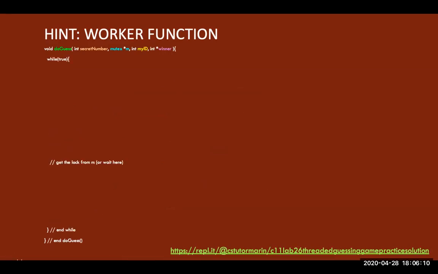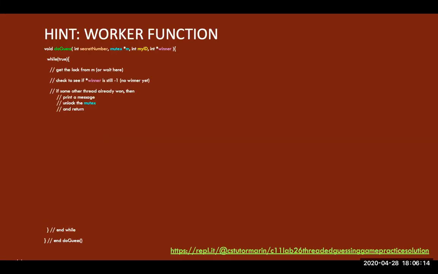So let's take a look at doGuess. So here's a hint. We'll lay this out and then see if anybody wants to take a minute and finish this one. But the idea here is, so we have while true. We want to get the lock, right? Remember that M, as I mentioned before, is a pointer. So it's really going to be something along the lines of M arrow, call the method for locking, which you could probably guess what that method is called.